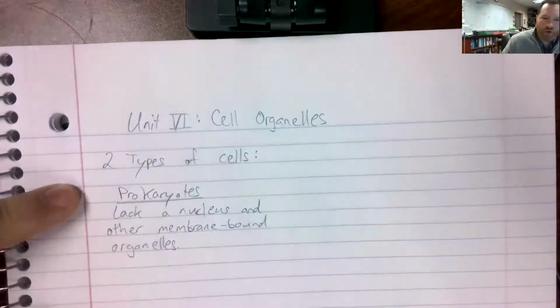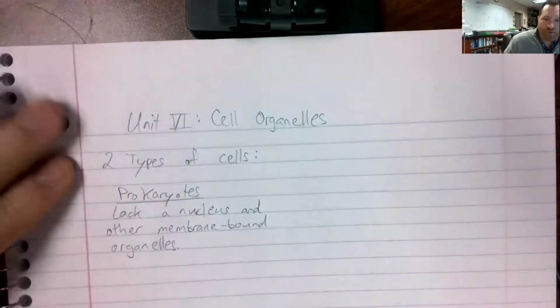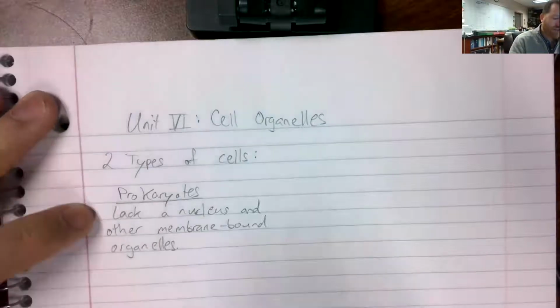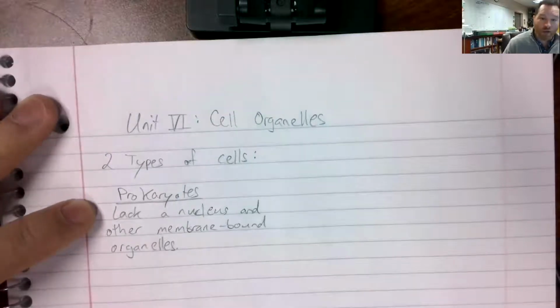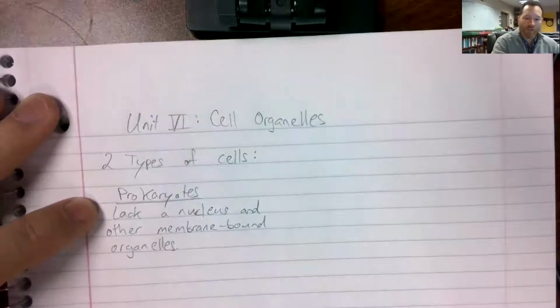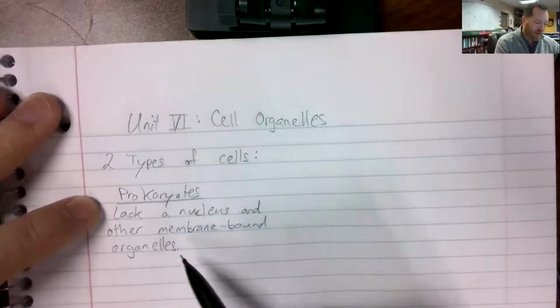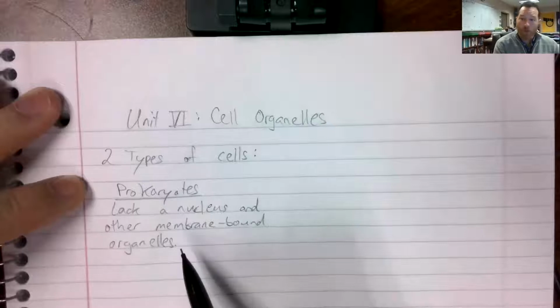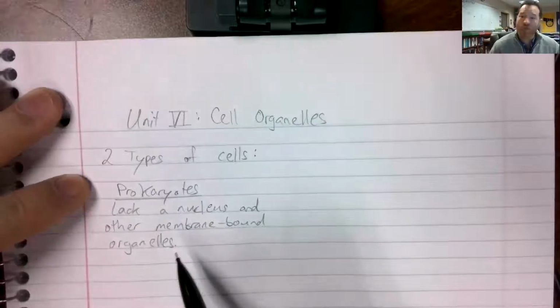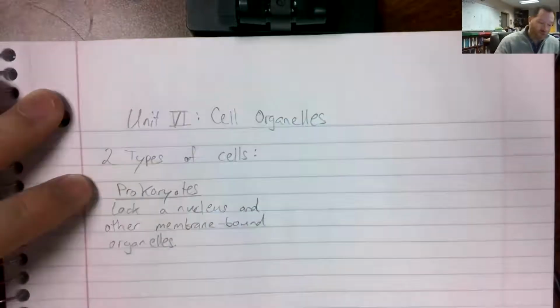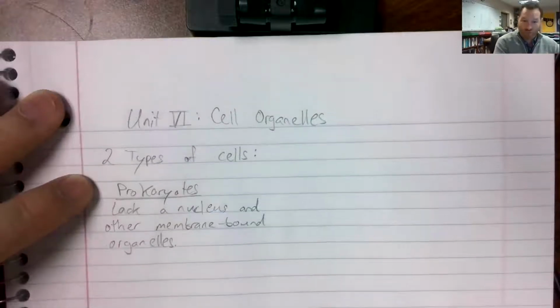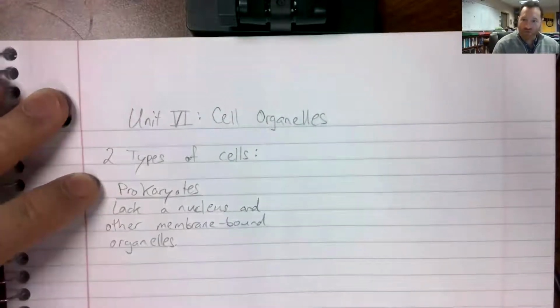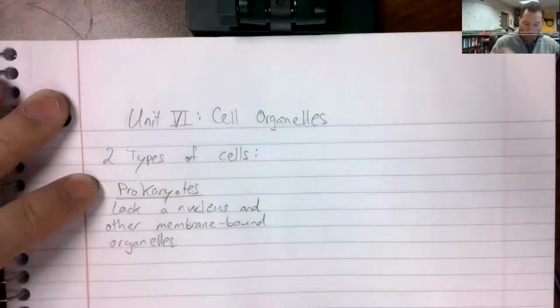All right, so first we'll note here, we've got two types of cells. Prokaryotes are cells that lack a nucleus and other membrane-bound organelles. So I like to specify membrane-bound organelles. It kind of depends on how you define an organelle. For example, prokaryotes have ribosomes. So if you call ribosomes an organelle, well, prokaryotes have some organelles.